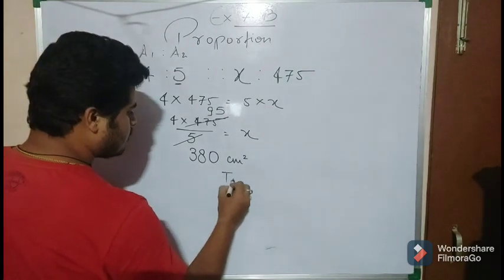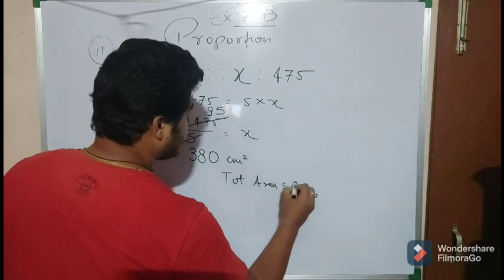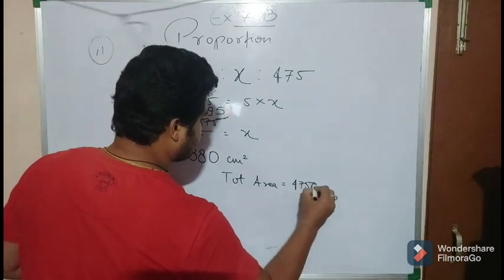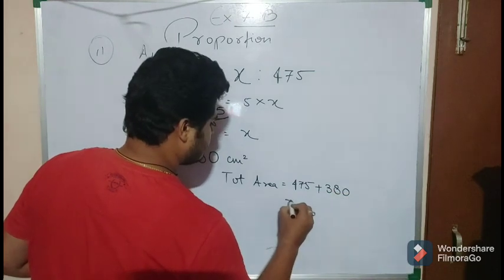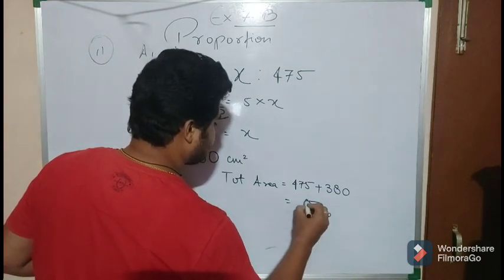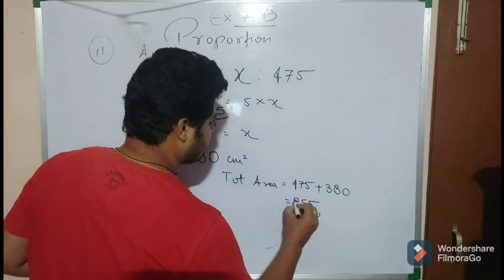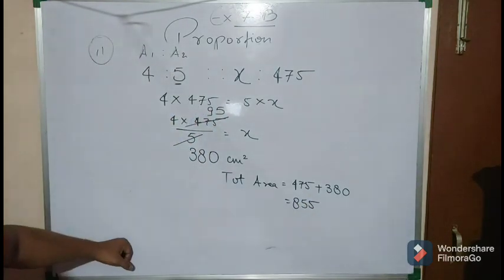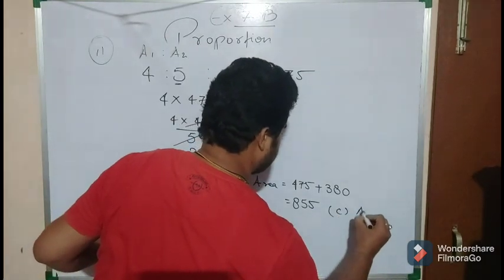Now it is asking the total area. So the total area will be 475, the bigger one, plus 380, the smaller one. So 5 and 0 is 5, 7 and 8 is 15, 5 and 1 carry, 4 and 3 is 7 and 1 is 8, 855. So option number C is correct.